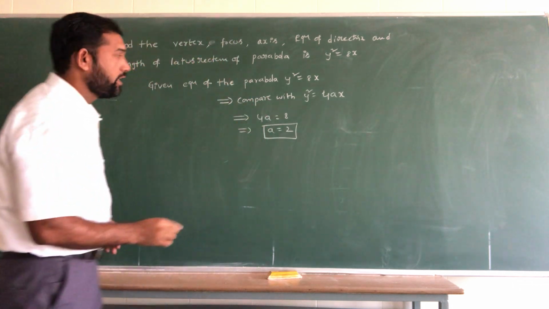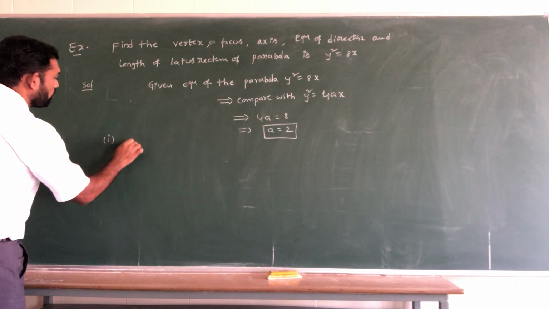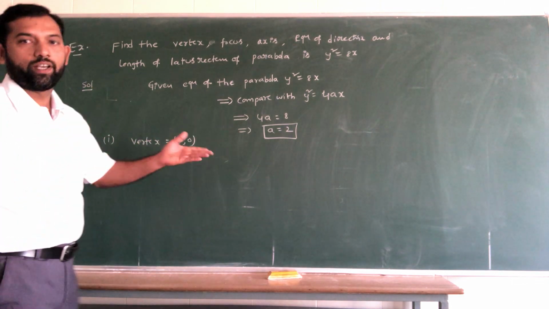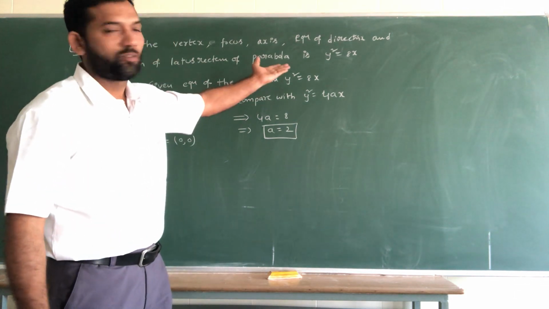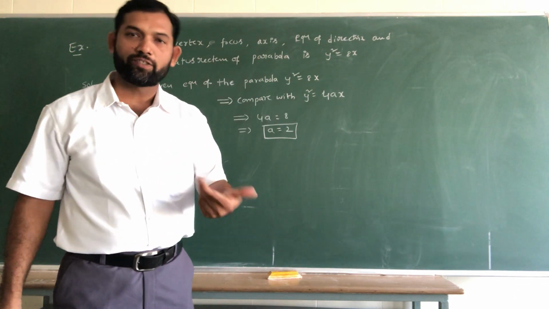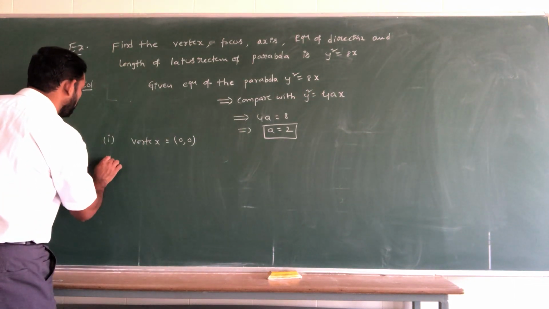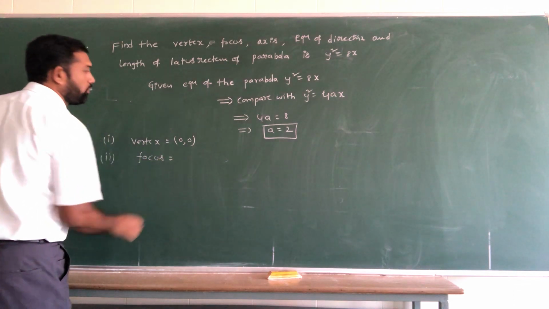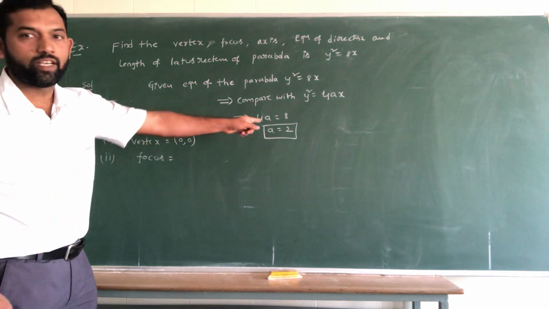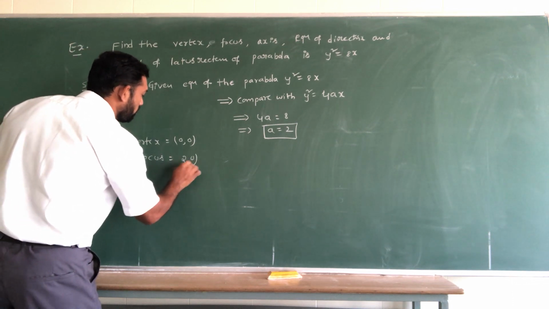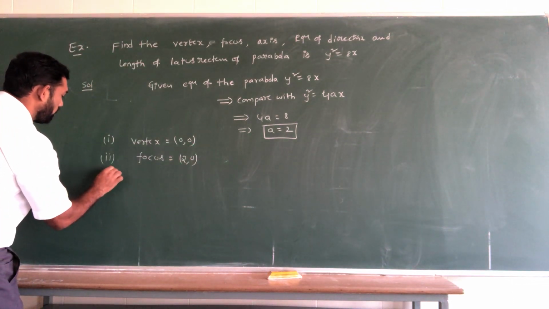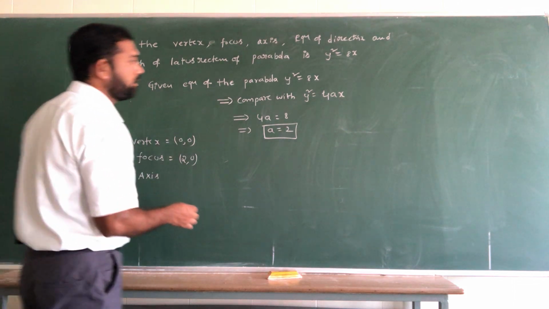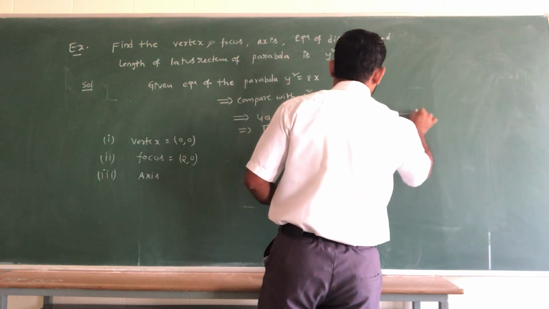So a is equal to 2. Now you should write the first point. What are the vertex coordinates? y square equal to 8x is given, so the vertex coordinates are 0, comma 0. Next, what is our second point? Focus. The focus is a, comma 0. What is a here? 2, comma 0. Next is the third point. Axis. What is the axis? This parabola is like this one.